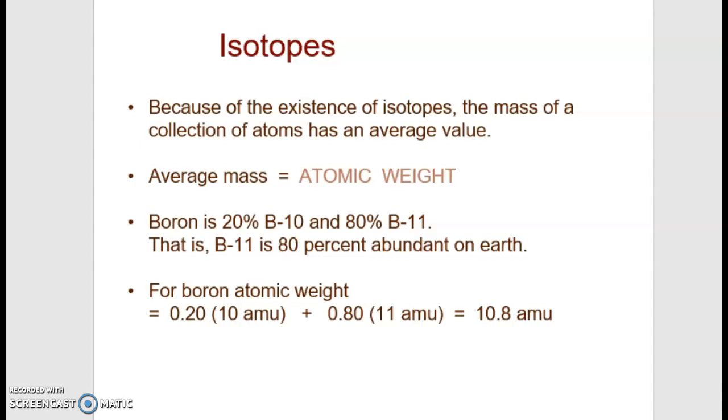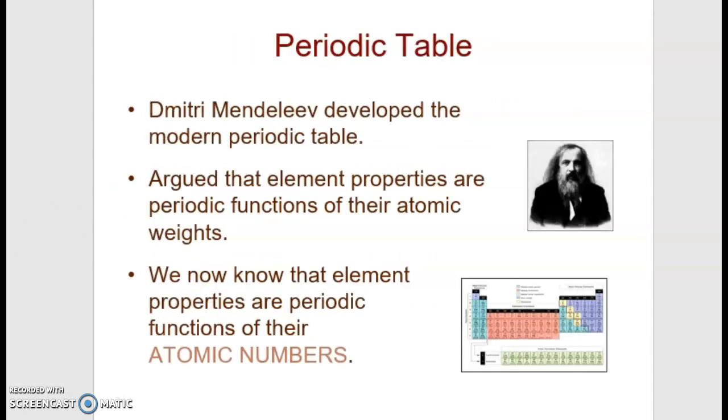Okay, so in review, because isotopes exist, they have to use atomic weight for elements, and you know what? We really don't have to get into that, so we're going to skip that. Just so you know, Dmitri Mendeleev developed the periodic table, and the periodic table is arranged according to atomic number, and that's all we need to know about that right now.